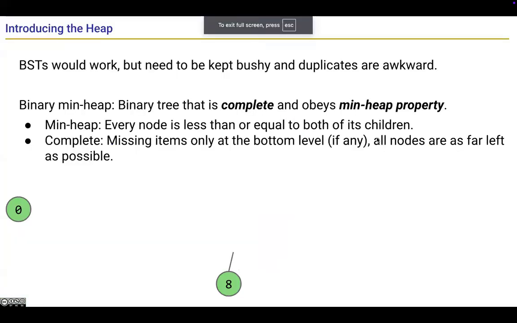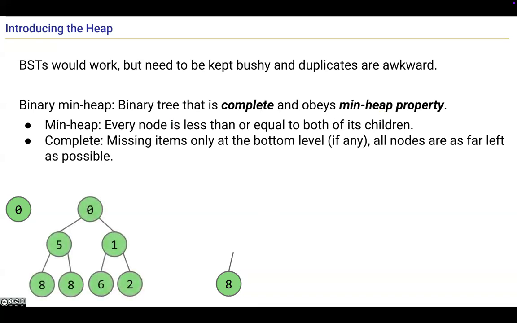Okay, there's our two rules. Is this a min heap? Is this a binary min heap? By itself. Yes. Why? Is every node less than both of its children? Yes. Is it complete? Missing items are only at the bottom level, and pushed as far left. Yes, it is. Okay, how about this one?